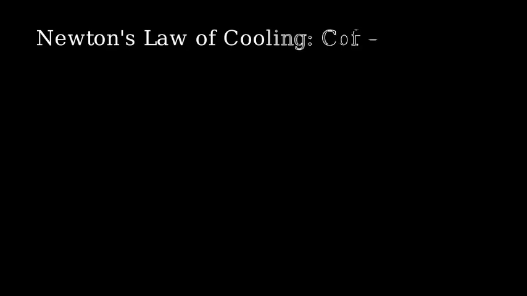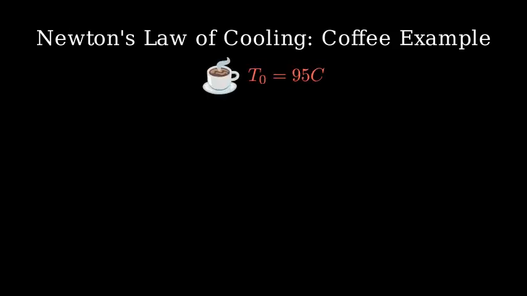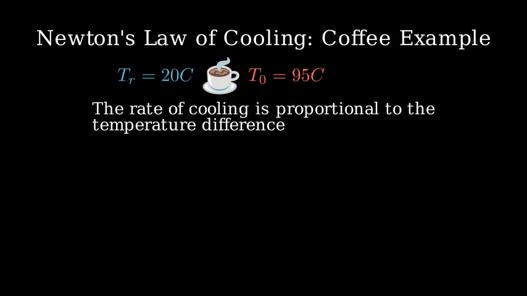Let's explore Newton's law of cooling by looking at how a hot cup of coffee cools down over time. We start with a freshly brewed cup of coffee at 95 degrees Celsius in a room where the ambient temperature is 20 degrees Celsius. Newton's law of cooling states that the rate of change of the temperature of an object is proportional to the difference between its own temperature and the ambient temperature.